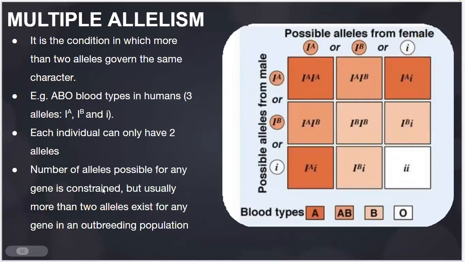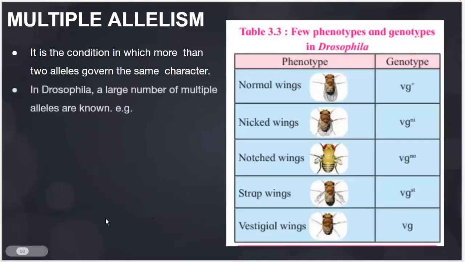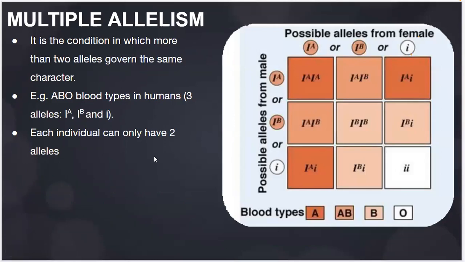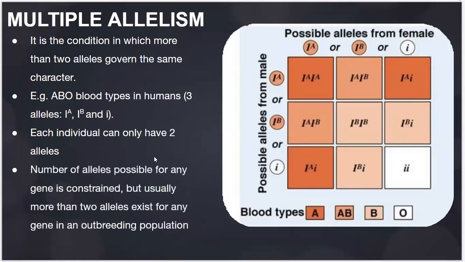Okay, so each individual will have only two combinations. The number of alleles possible for any gene is constant, but usually more than two alleles exist for any gene in an outbreeding population. So that is what we mean by multiple allelism. Here we are talking about the human blood grouping system. So three alleles are there: IA, IB, and small i. But in an individual, any two can be there.